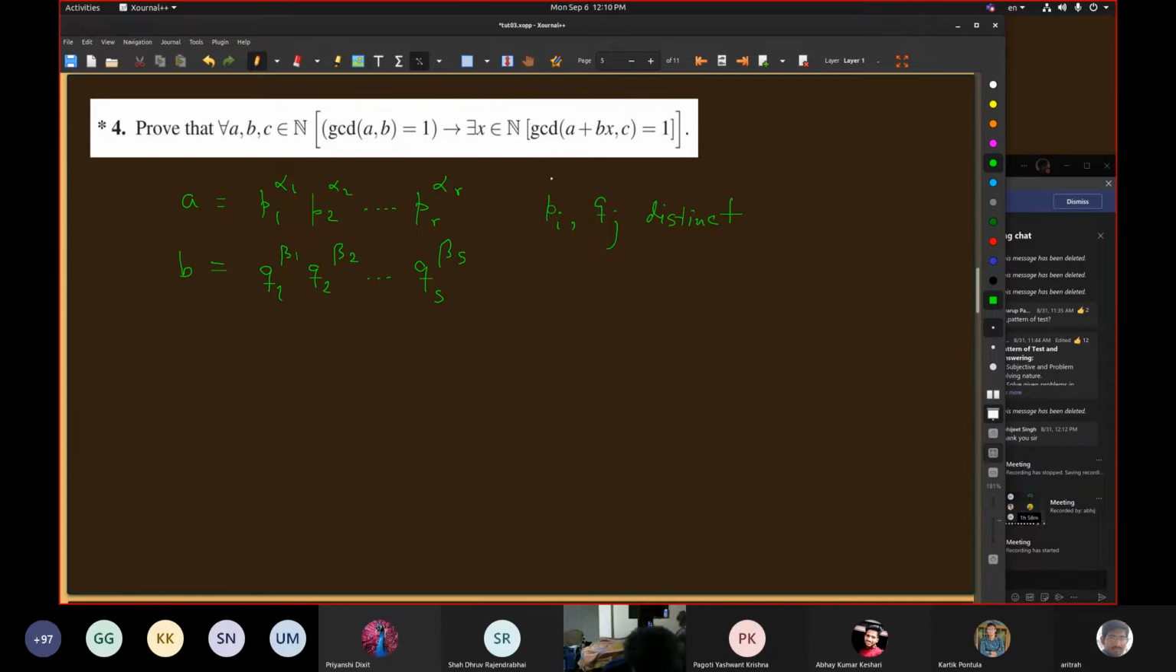Now I look at C. Nothing is mentioned about C. So C may have some of these factors P1, P2, PR. It may have some factors Q1, Q2, QS common to B. And it may also have its own private factors. So I write it this way: P1 gamma 1, P2 gamma 2, PR gamma R, where these gammas are not necessarily positive, they may be 0. If some gamma like gamma 2 is positive, this means that C has some prime factor P2. We allow these exponents to be 0 also.